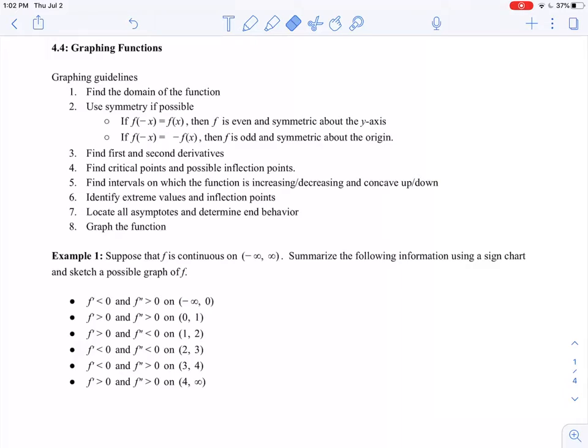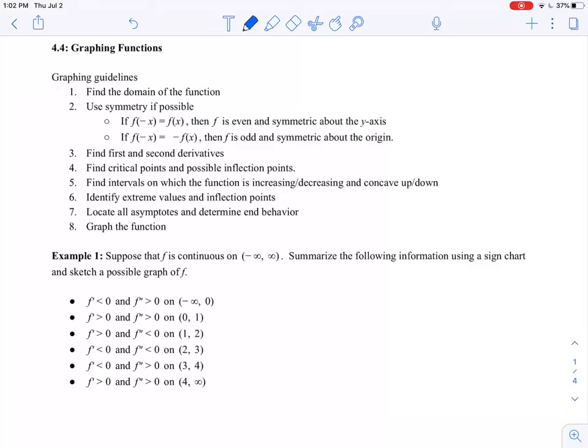We're going to bring them all together, and then at the end we're going to say, okay, what does this all tell me about how my function looks? What does my function look like at the end of this? Here are some graphing guidelines that we're going to loosely follow.